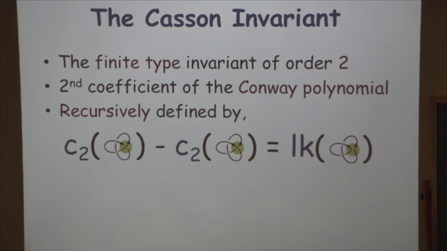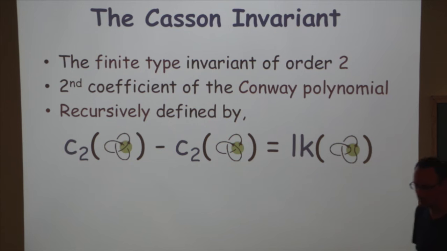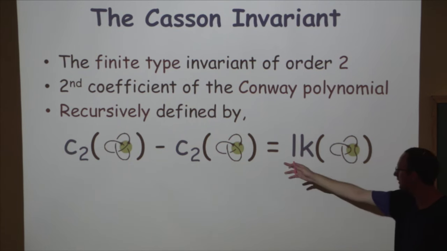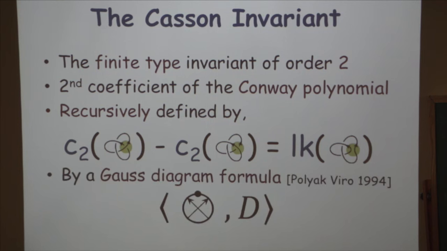So if you believe that this is well defined, that's another way to show that the trefoil is non-trivial. But you have to check that this is well defined, of course. So I brought this definition just to give you more intuition. So the Casson invariant is a sort of an iterated linking number that happens somewhere in the knot. Okay. So there is another definition, but I'm not going to say much about it. Gauss diagram formula.